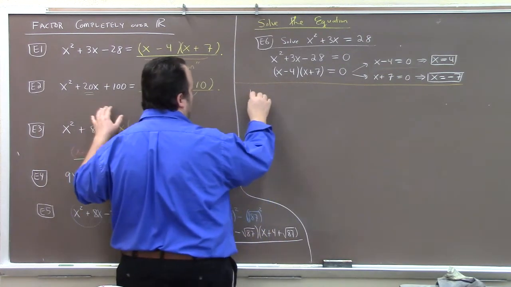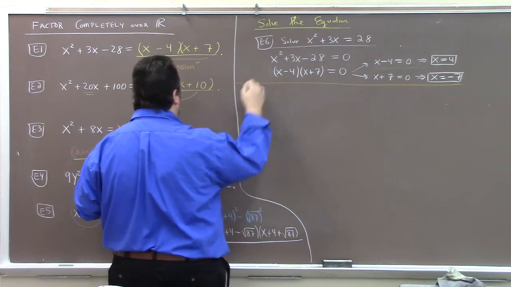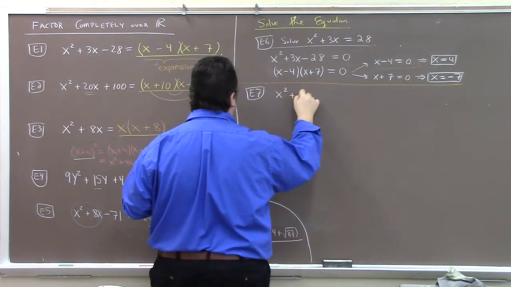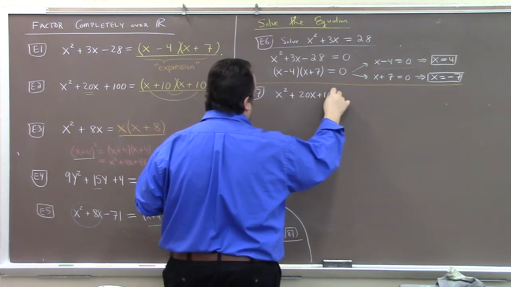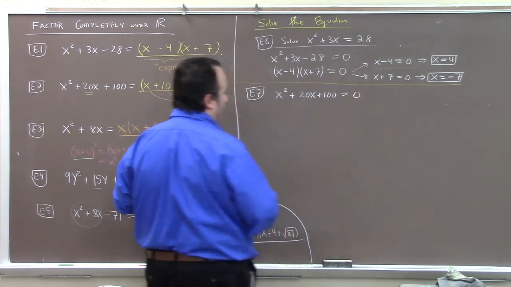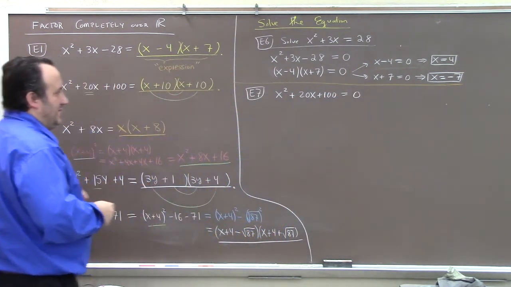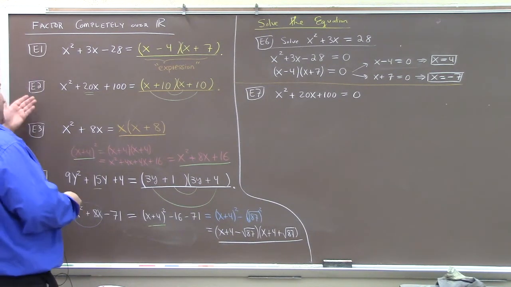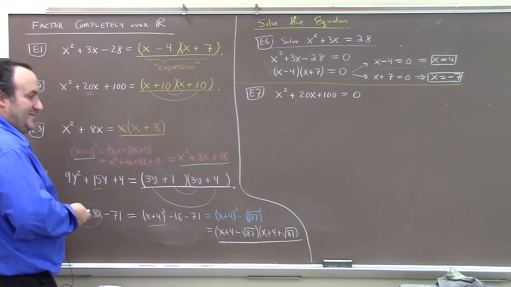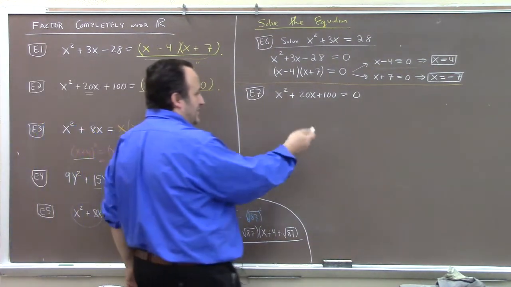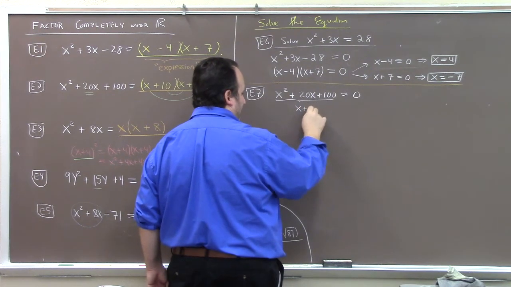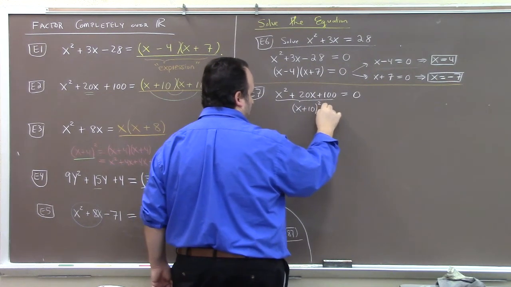So example 7, I think you're probably going to get tired of this, but solve this equation, x squared plus 20x plus 100 equal to 0. So notice it's an equation. We're trying to solve it, right? But example 2 helps, because example 2 already told me that I can factor this as x plus 10 squared equal to 0.